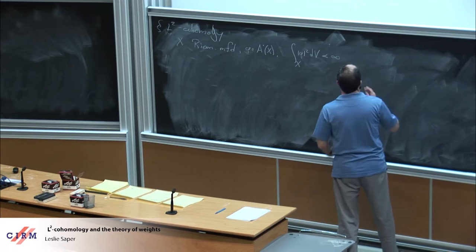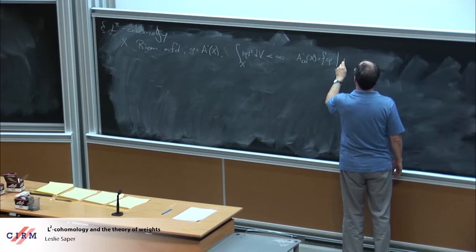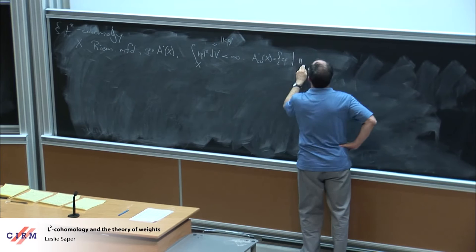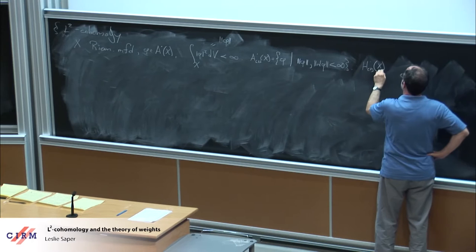And then we can look at a complex of these phi, such that the L2 norm of phi and the L2 norm of its exterior derivative are both finite. And then the L2 cohomology is going to be the cohomology of this complex.